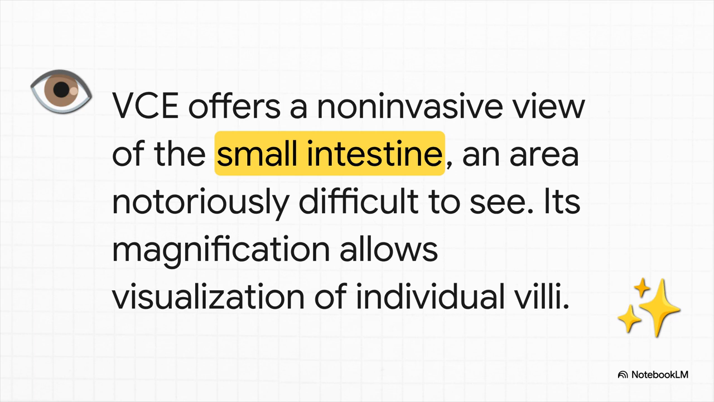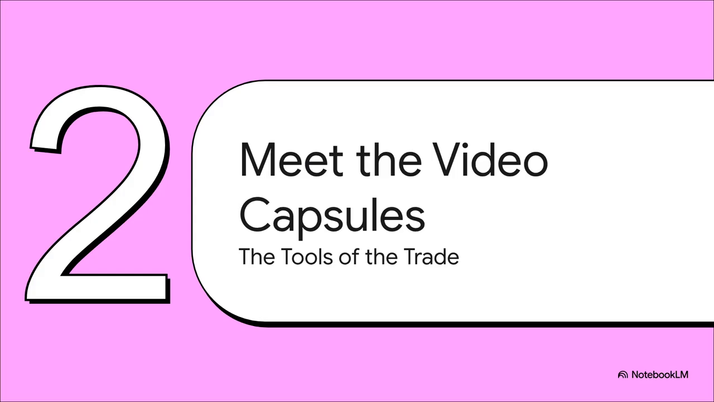And the view it gets is incredible. We're talking 1:8 magnification. You can literally see individual villi. That's a level of detail that was just impossible before. So, what is this little pill-sized camera we're sending on this incredible journey? Let's meet the capsules, because it turns out there are a few different models to choose from.